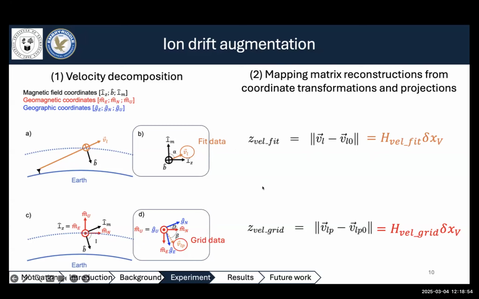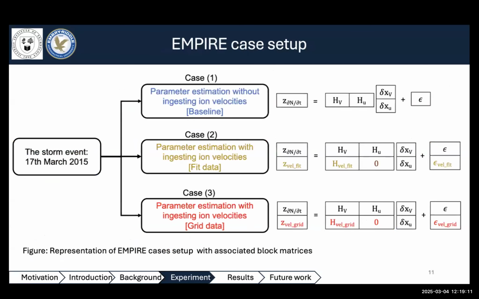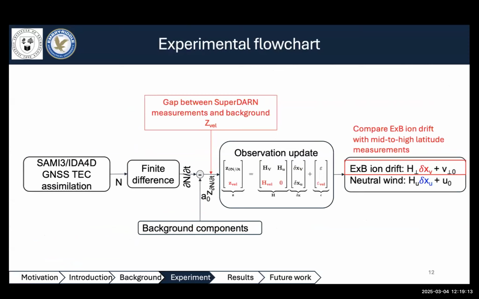And for the second one, we project onto the geomagnetic coordinates, and then construct another corresponding mapping matrix. So after the observation system is set up, we fit the information here, and as this flow chart shows, we take the SEMI3 IDA40 data and then feed the finite difference into the algorithm.